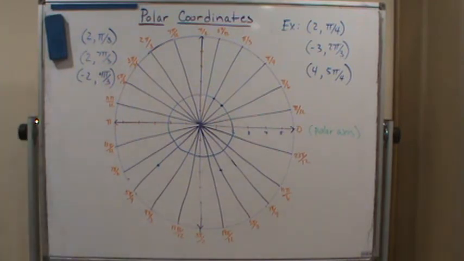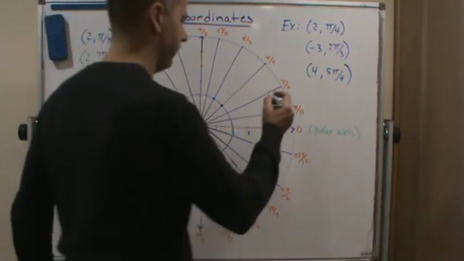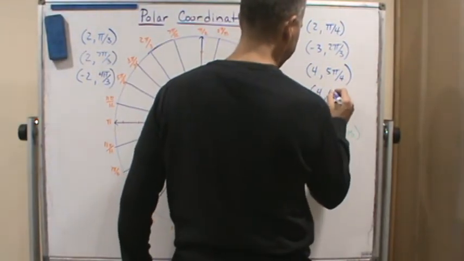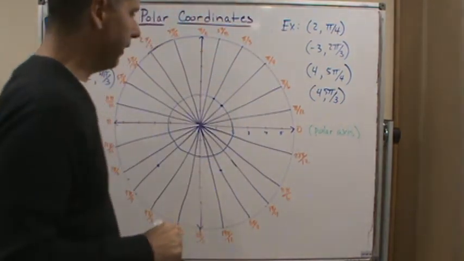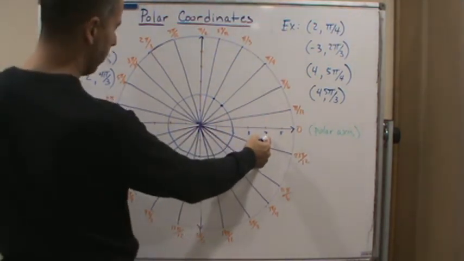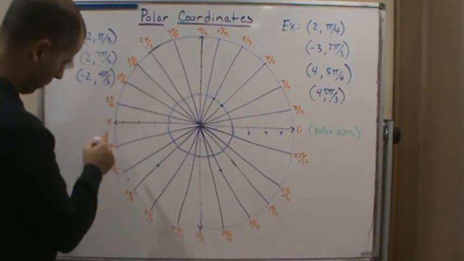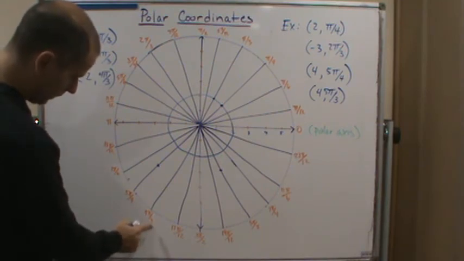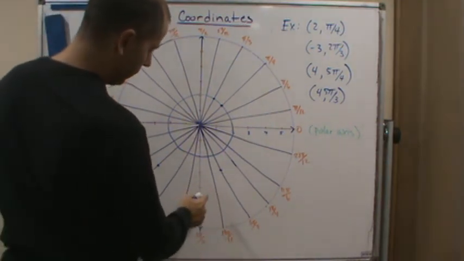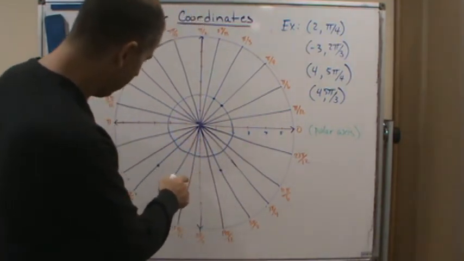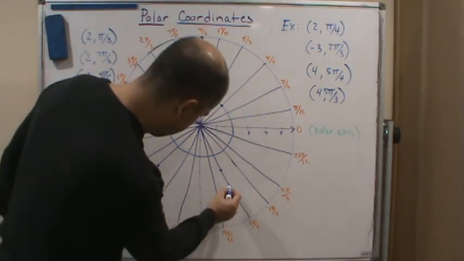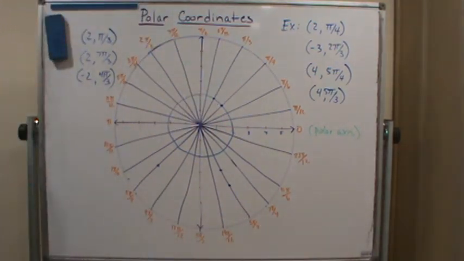Okay, and let's do a couple more. Let's do 4 comma 5 pi over 3. So again, 4. Now we're going to go to 5 pi over 3. Well, where's 5 pi over 3? It's right there. So now we're going to go to 4, 5 pi over 3. So we're going to go to 4, which is going to be right about there.